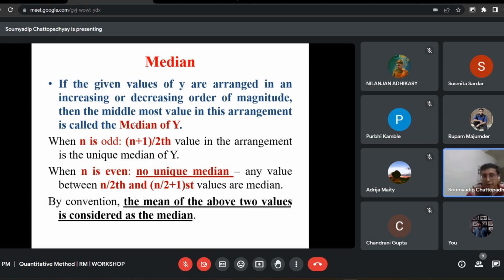So in that case, you have to calculate the n by 2th and n by 2 plus 1st value, and you have to consider the average of these two values, which is considered as the median. So this is the way generally median is calculated.